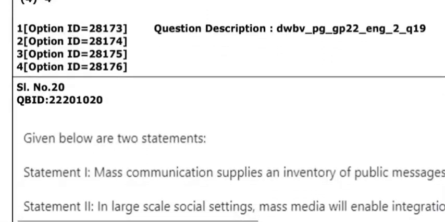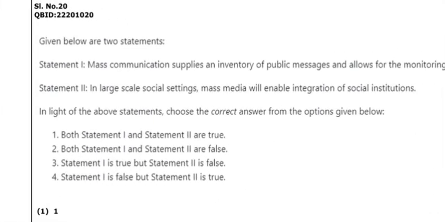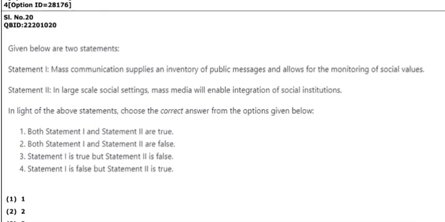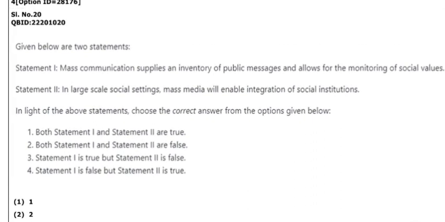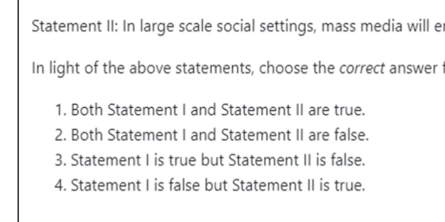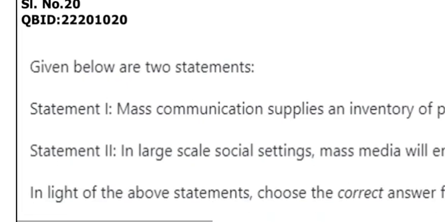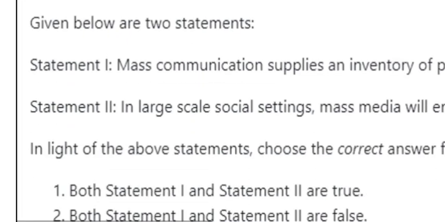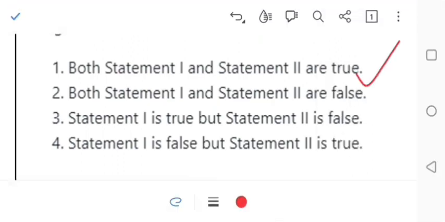Okay, number 20. Given below are two statements, same question. Statement 1 says, mass communication supplies an inventory of public messages and allows for the monitoring of social values. Statement 2 says, in large-scale social settings, mass media will enable integration of social institutions. In light of the above statements, choose the correct answer from the options given below. Both statement 1 and statement 2 are true. Both are false. Statement 1 is true but statement 2 is false. Statement 1 is false but statement 2 is true. So this is the question and these are the options. For 20, the correct option will be A. That means both statement 1 and statement 2 are correct.